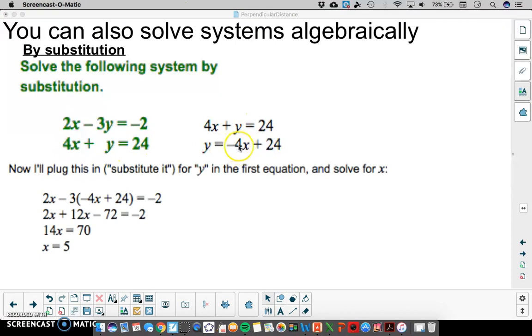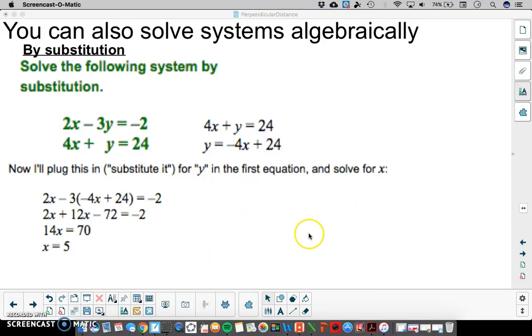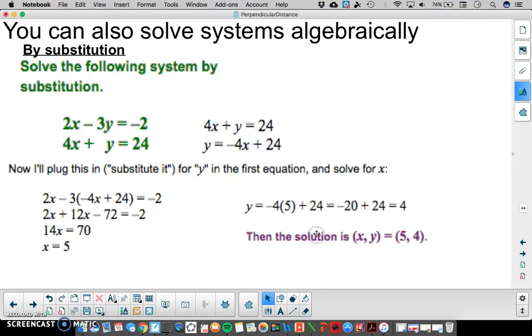Using the expression negative 4x plus 24 substituted for y, we get 2x minus 3 times negative 4x plus 24 equals negative 2. Then we solve that equation for x. So we have an x value of 5. Once we know that x is 5, then we can substitute 5 back into one of the equations to solve for y. We can see here the solution is (5, 4).